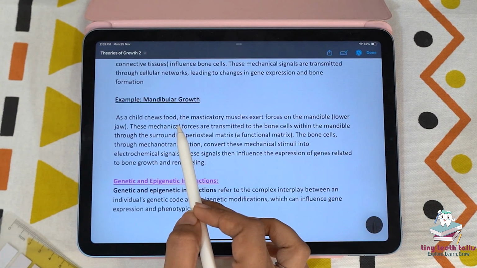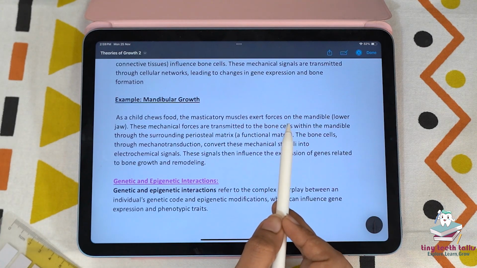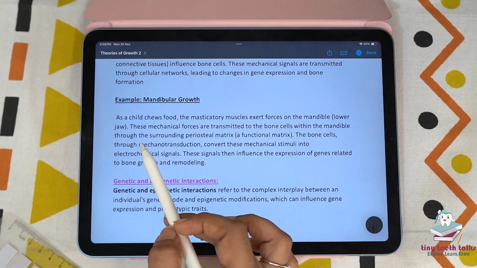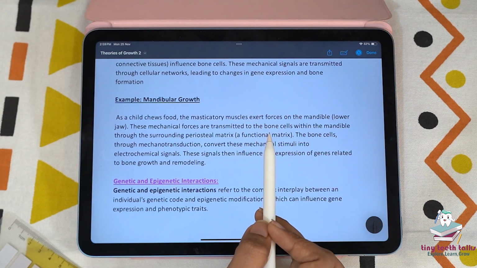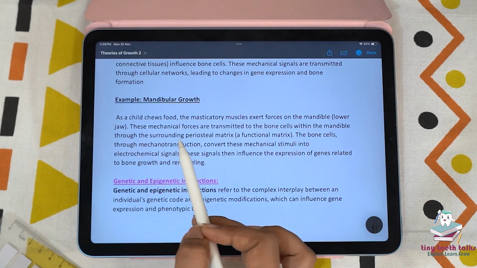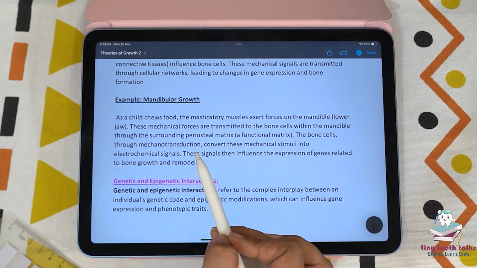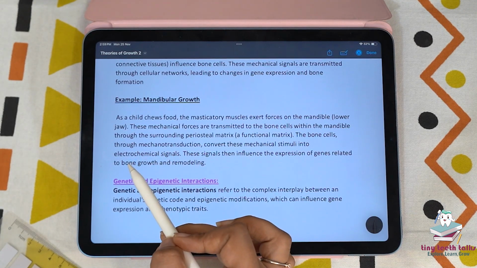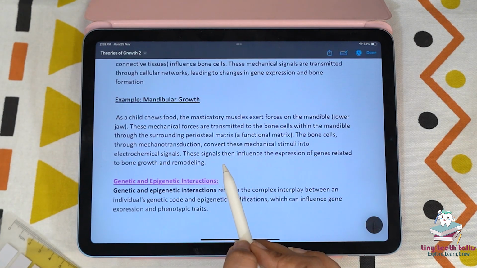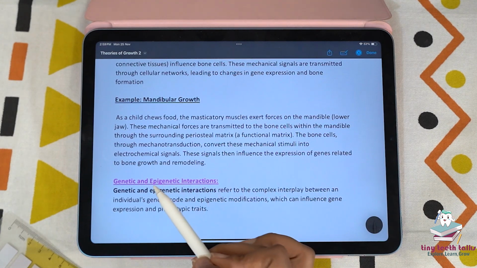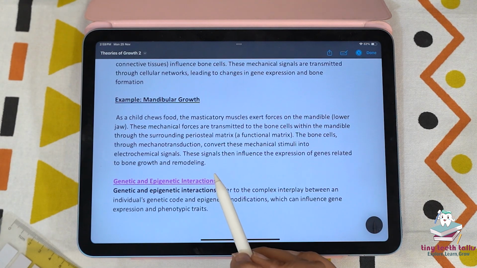As a child chews food, the masticatory muscles exert forces on the mandible, and the mechanical forces are transmitted to the bone cells within the mandible through the surrounding periosteal matrix. These bone cells, through mechanotransduction, convert this mechanical stimuli into electrochemical signals. These signals then influence the expression of the genes related to bone growth and remodeling.